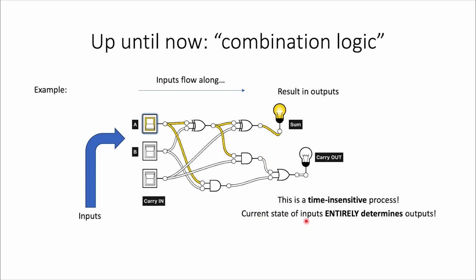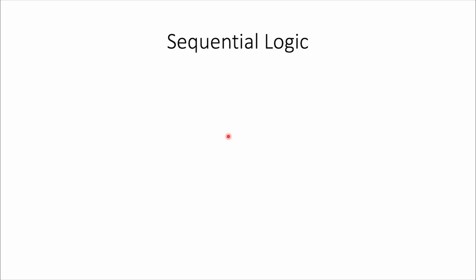Another feature of a circuit like this is that the current state of the inputs entirely determines the outputs. So if you look at the current state of the inputs, that's all the information you need to know to see what outputs you're going to get. For instance, the order in which I press these switches has no bearing on which outputs I get from the circuit, because the circuit inside has absolutely no way of remembering the order in which I press these buttons. So this is the kind of thing that characterizes combination logic. In combination logic, you have inputs, they entirely determine the outputs, and there's no memory involved, and there's no time involved, at least on a conceptual level.